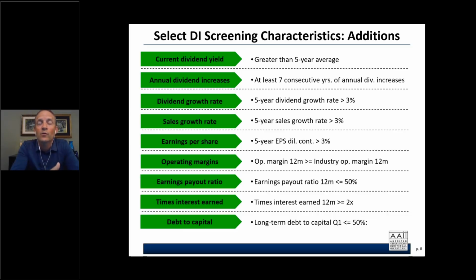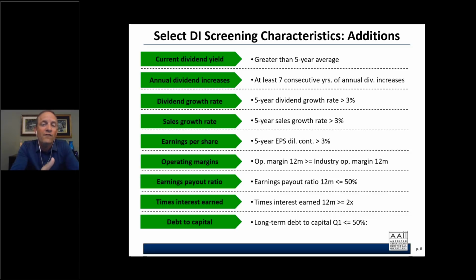Many of the companies we hold in the DI portfolio, like Medtronic, PepsiCo, Walgreens that we showed earlier, have all been paying and consecutively increasing their dividends for over 40 years. Dividend growth rate, again, that's one of the characteristics we look at. We're looking for a 5-year dividend growth rate that's greater than 3%.